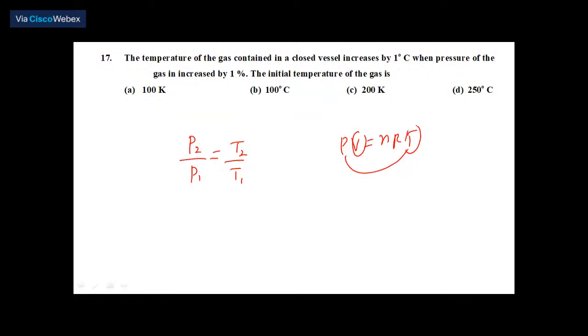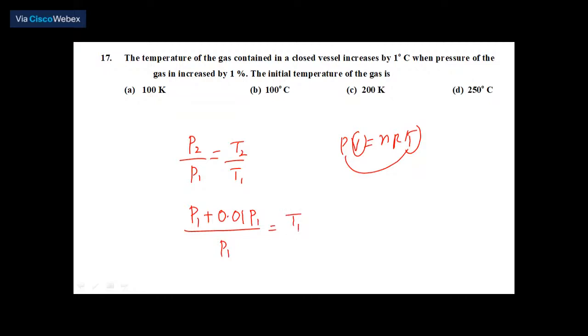So P2 is written as: initial pressure is P1 and it is increased by 1%. So it is 0.01 P1 divided by P1 itself. What is the new pressure? It is increased by 1%, so initially it is P1 plus 1%. That is the new pressure P2. That is equal to temperature. The new temperature increases by 1 degree Celsius, which is equal to 1 Kelvin itself.